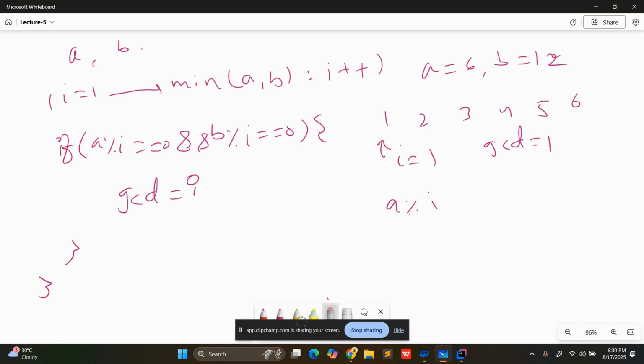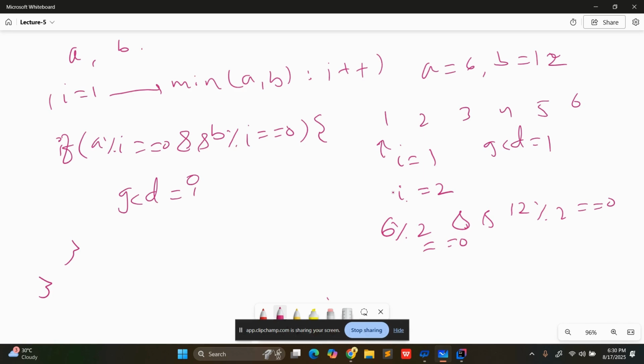When I move to I is equal to 2, I will check whether 6 modulo 2 and 12 modulo 2 are both equal to 0. You can see 2 threes are 6, 2 sixes are 12. Yes, this is also a valid answer.